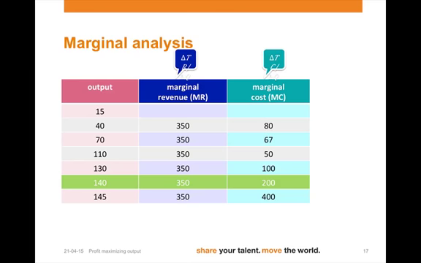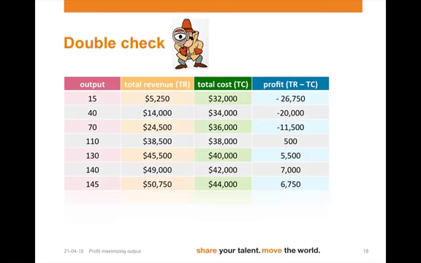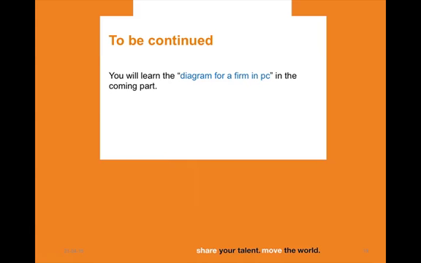Double check. If we look at the total numbers, we can see that at 140, profit is 7,000, which is an increase from minus 26,750 up to 7,000. But as soon as we produce 5 units more, we still make a profit, but not as much as we could have. In the next video, we'll translate these figures into a diagram for a firm in perfect competition.